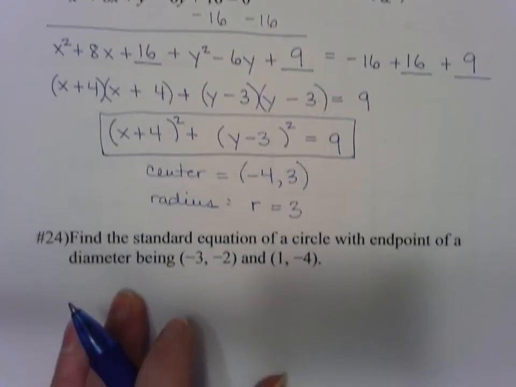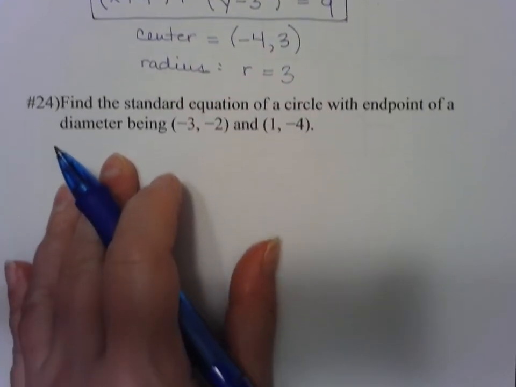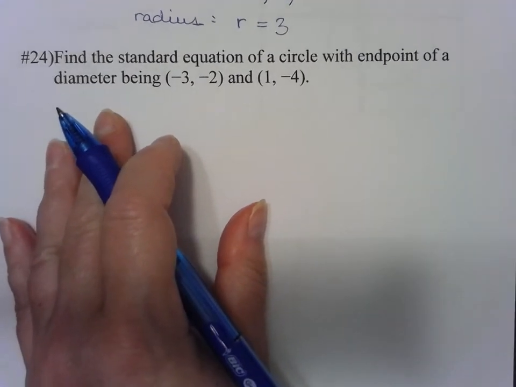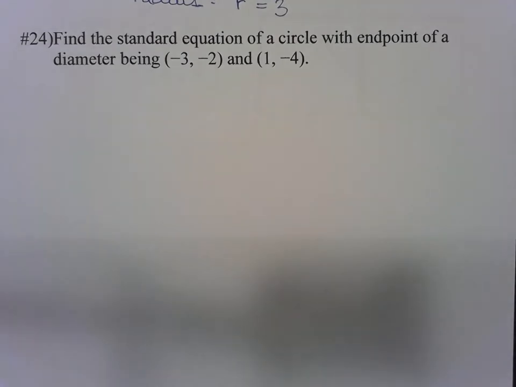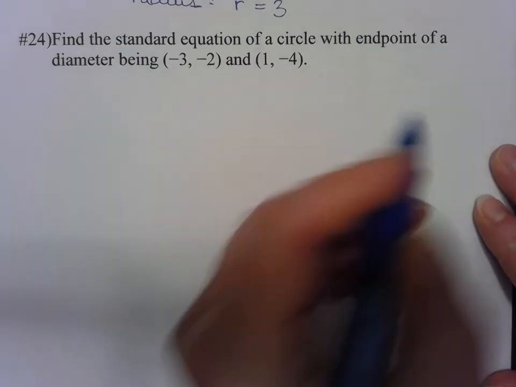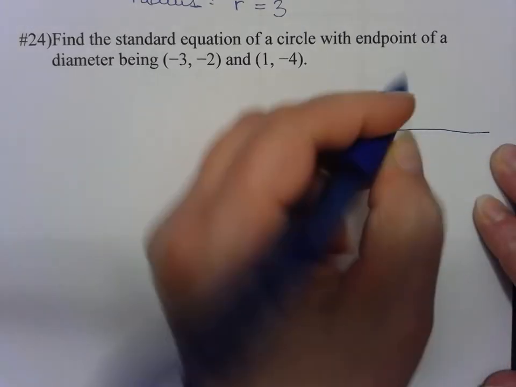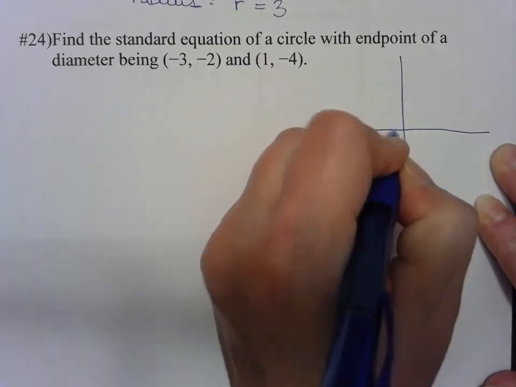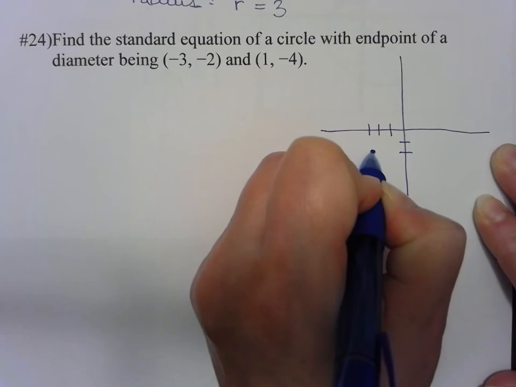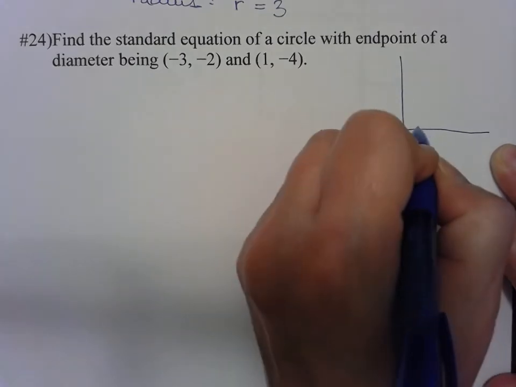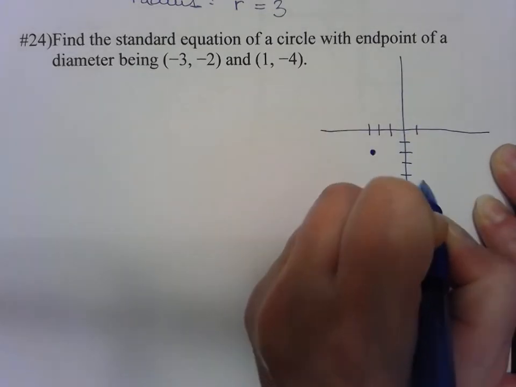All right, one more question at the end here. This one is a bit of a long one. It says, find the standard equation of a circle with endpoints of a diameter being negative 3, negative 2, and 1, negative 4. Just to give you a good understanding of what this question is asking, let's go ahead and draw a picture. So there's one point here at negative 3, negative 2, and then 1, negative 4 is here.